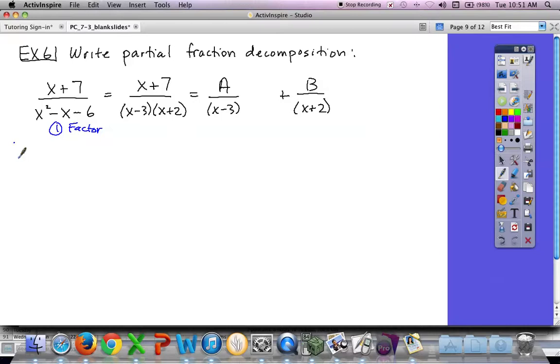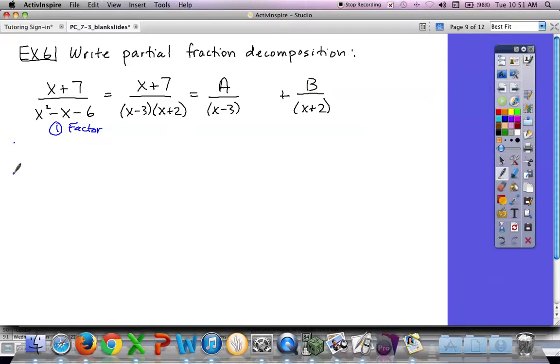Okay, so the partial fractions will be some constant divided by one of the factors. I put x minus 3, plus another constant divided by the other factor. Right? And it doesn't matter which term you write first. It could have been x plus 2, then x minus 3. But our job now is to find the numbers that go here, and they will just be constants.